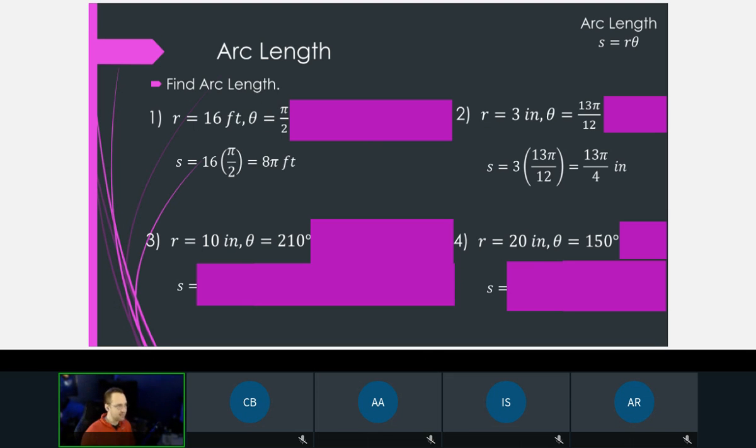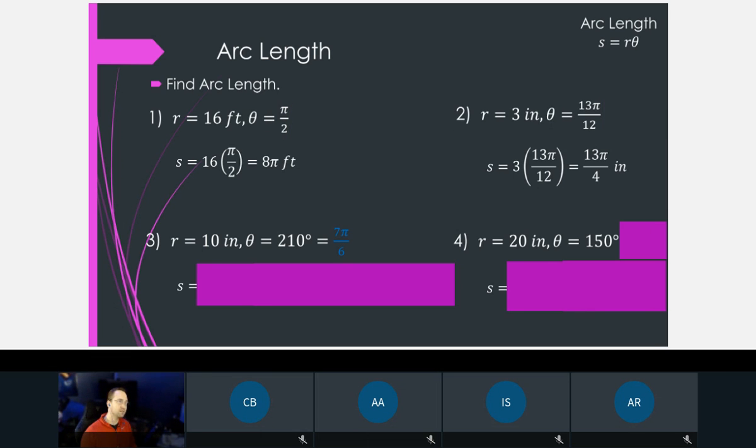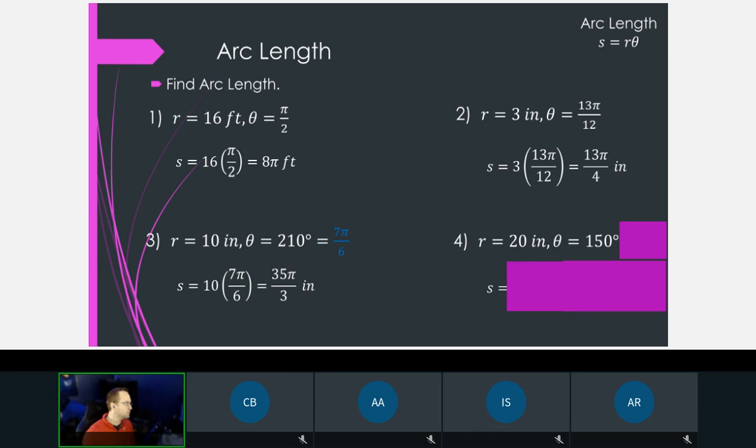So it is not 210. The radians is 7 pi over 6. So now you can probably see why I put these boxes here, just so I wouldn't give you a hint. I was trying to disguise it. I know, tricky. So people who got 2100 can probably just quickly replace their 210 with the actual radians and then do the math, and you will get this answer, 35 pi over 3.